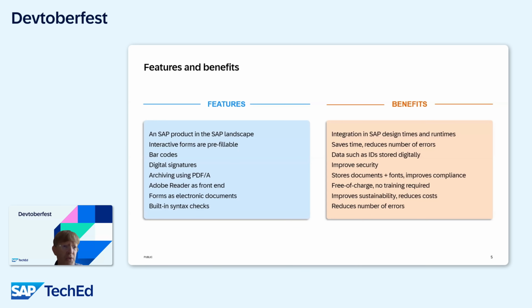The interactive forms, for the record, are pre-fillable, so you can enter data which will save time and reduce the number of errors. Barcodes are very popular. Lots of customers use them. You can store data digitally, so names, addresses, and IDs. Digital signatures are supported, that improves security. You can archive the forms. There's a special format for that known as PDF/A. There are various versions of that, and we try to support the most up-to-date versions as they come on stream.